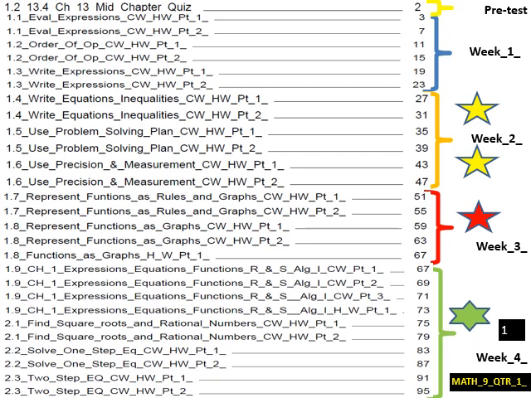And then week 4, there's a test. And we have 1.9, the expressions, equations, and functions. 2.1, find square roots and rational numbers. 2.2 is solve one-step equations. 2.3, two-step equations. Here to finish out week 4 with a test in week 4.